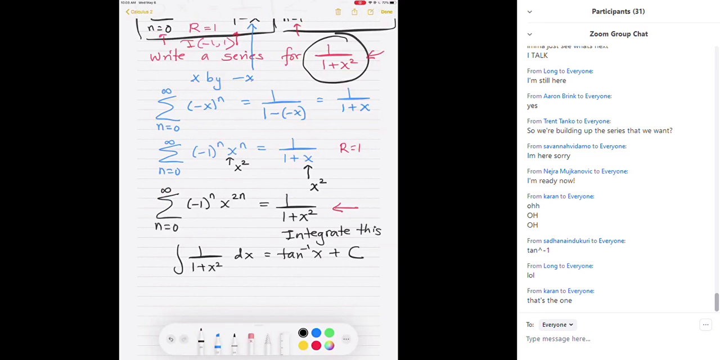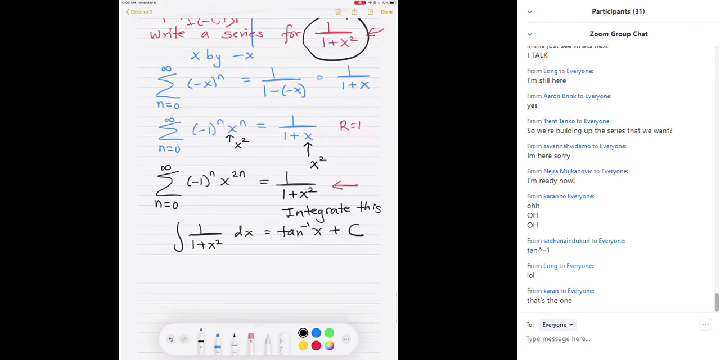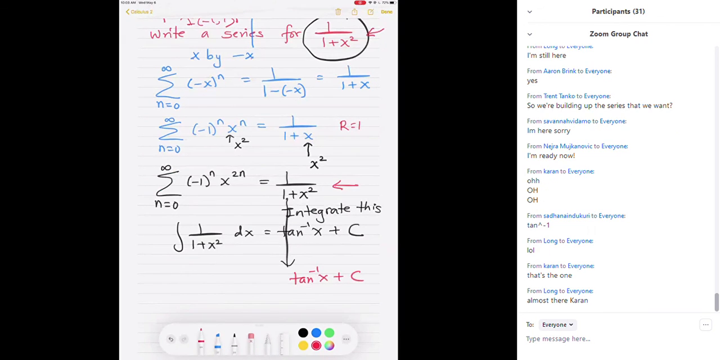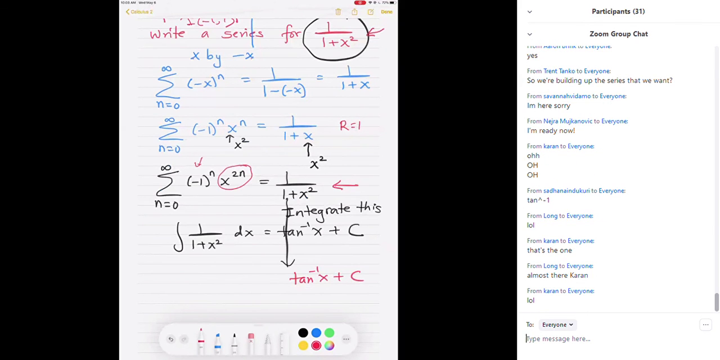Now look at the part. If I integrate this, I get tan inverse x plus c. We know how to integrate this, isn't it? Forget this. Just integrate this one. So this is the sum from n equals 0 to infinity of negative 1 to the n, x to the 2n plus 1 over 2n plus 1. That's tan inverse x plus c.